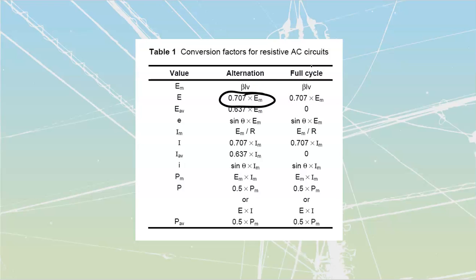491 times 0.707 gets you to 347. If you do 170 times 0.707, you're going to get to 120. That's what we refer to as 120 volts. It's actually got a peak of 170 volts.